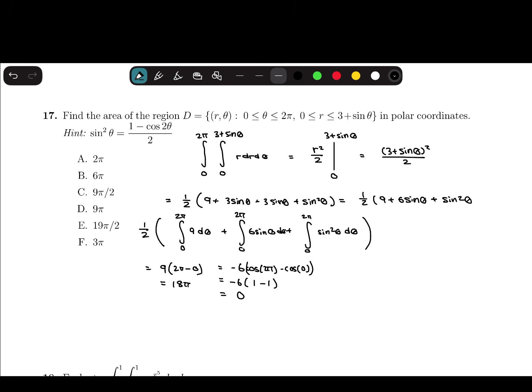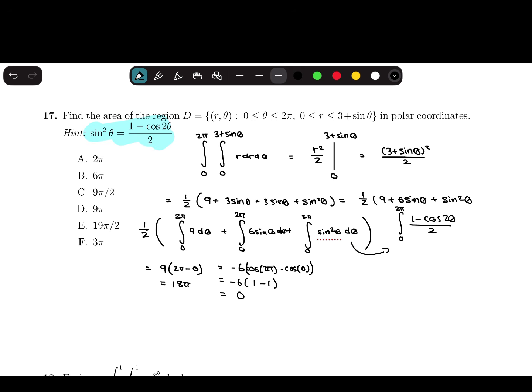If we use our hint right here, the hint that they so graciously gave us, which is that sine squared is equal to 1 minus cosine of 2 theta over 2, we can convert this into 1 minus cosine 2 theta over 2 from 0 to 2 pi.